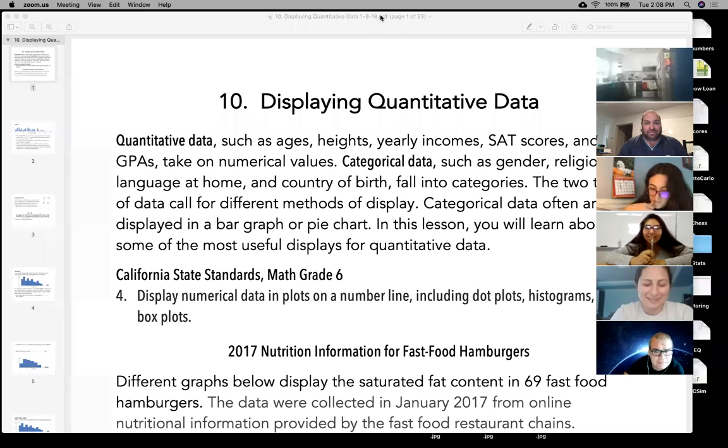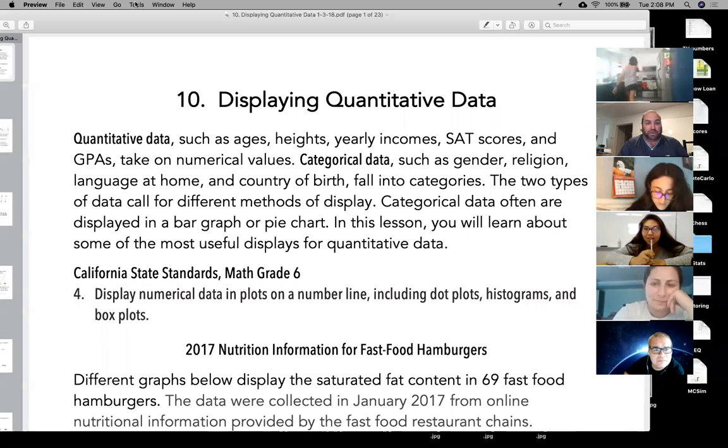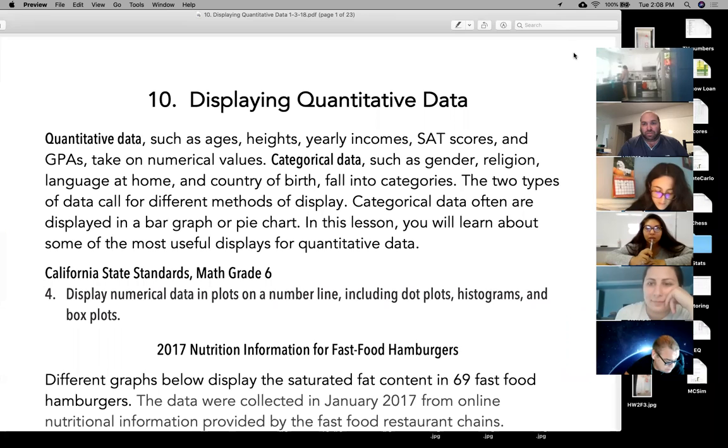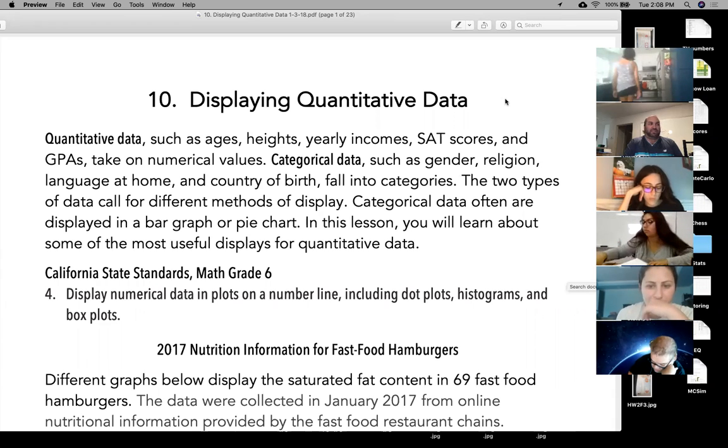Everyone should have section chapter 10 open. The goal today is to talk about displaying quantitative data. There are two types of data: categorical and quantitative. Categorical data deals with data that fits into categories like gender, religion, language at home, country of birth. These are not numerical in nature. These are categorical. There are categories.